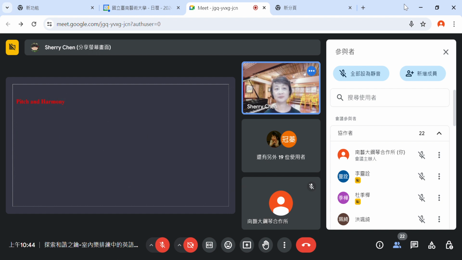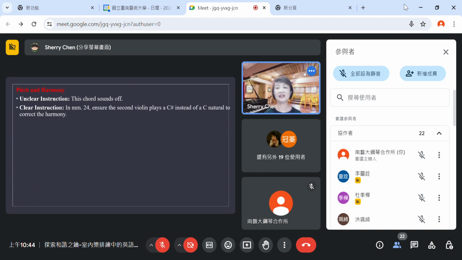Pitch and harmony. This chord sounds off. Okay, intonation is off. In measure 24, ensure the second violin plays a C sharp instead of a C natural to correct the harmony. So you're giving specific notes that are out of tune.